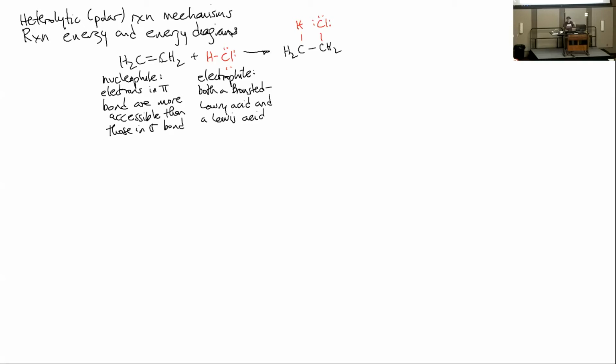But anyway, that's just to demonstrate that the pi electrons are more available, more reactive, you can say, more labile. They have more readiness to move and to form a bond elsewhere than electrons in a sigma bond.